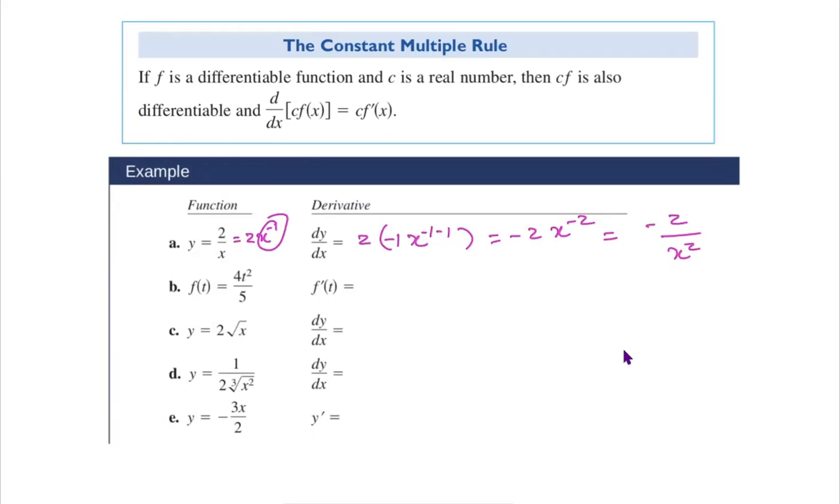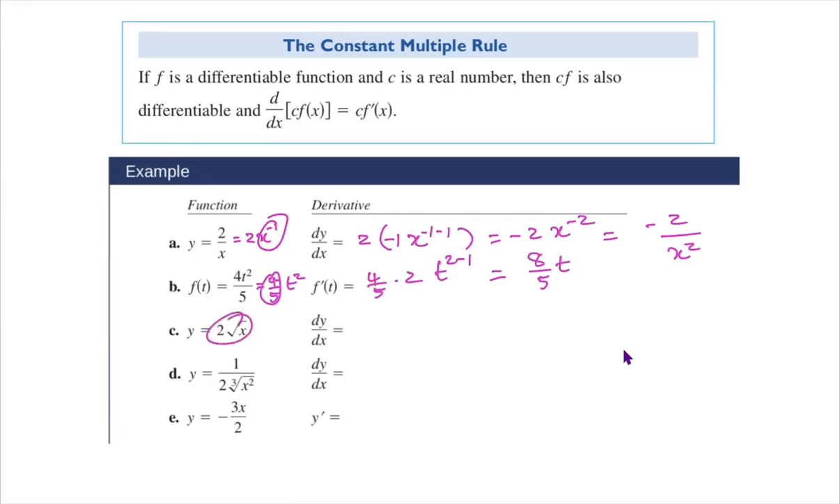So this is what? That's like 4/5 t squared. Well, 4/5 is the coefficient c, and t squared, what we do? It just brings the power down, minus 1. So that's 4/5 times 2 t to the 2 minus 1, which is 8/5 t. 8/5 t.